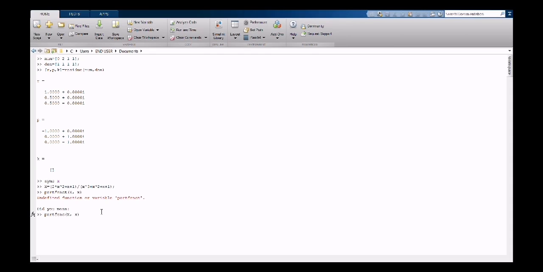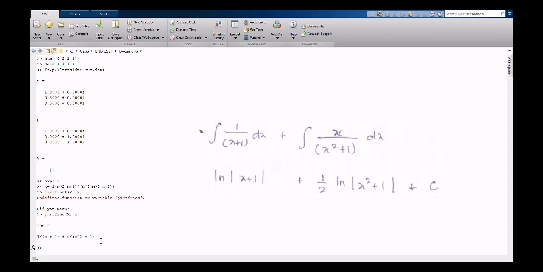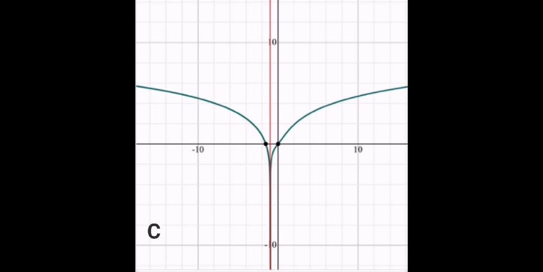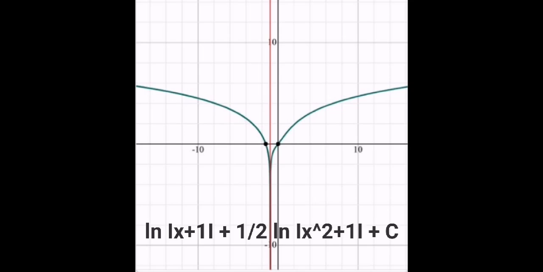Oh, I'm sorry, I put it wrong. Yes, enter. Okay, then this is the last answer. The last answer is the same as the calculation by hand, which means the integral of 1 divided by x plus 1 plus the integration of x divided by x power of 2 plus 1. This is the final answer, which is the integral: ln x plus 1 plus 1 divided by 2 ln x power of 2 plus 1 plus c.